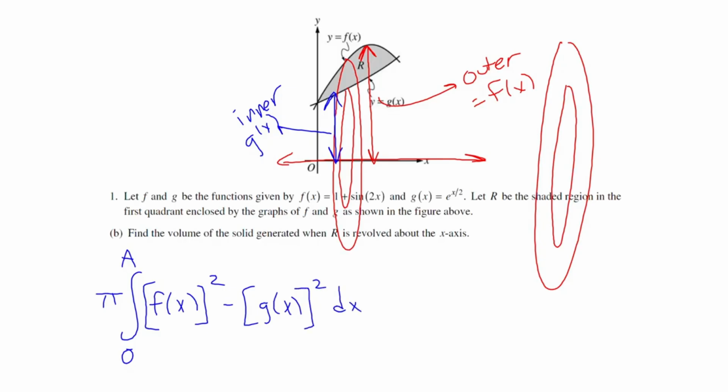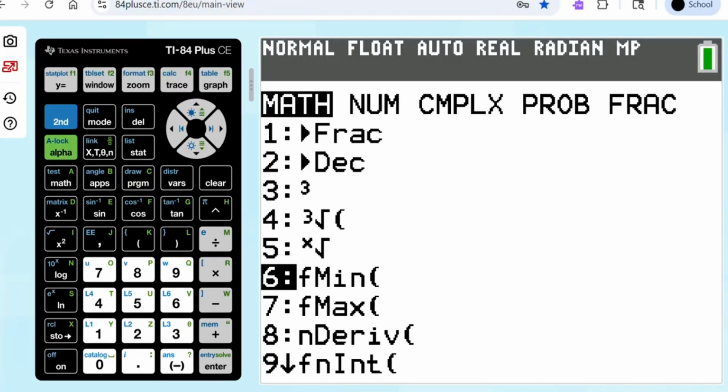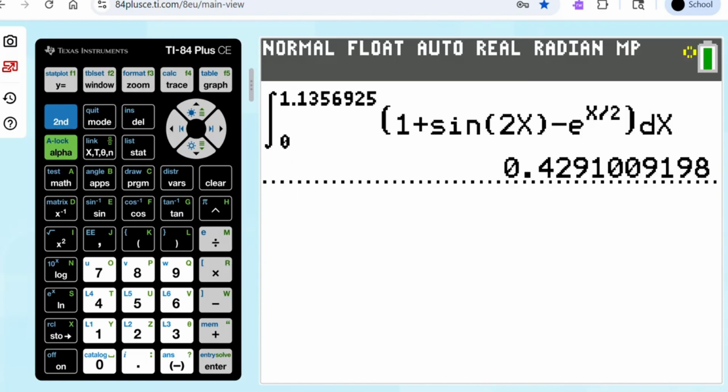And you don't necessarily need to write out the f of x minus the g of x. You can just keep the f of x and the g of x as is, and then we'll go in here and go to our graphing calculator, and we'll do math option number 9, and don't forget your pi out in front. So I'm going to hit second insert and put my pi out there because I almost forgot it, which is a common thing to forget.